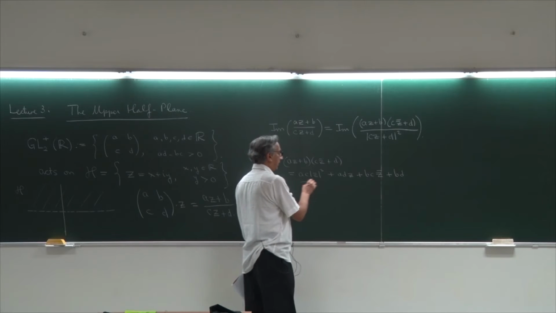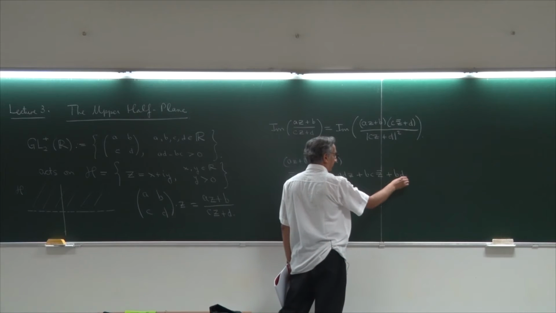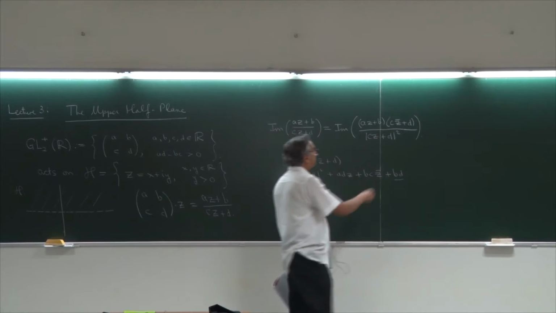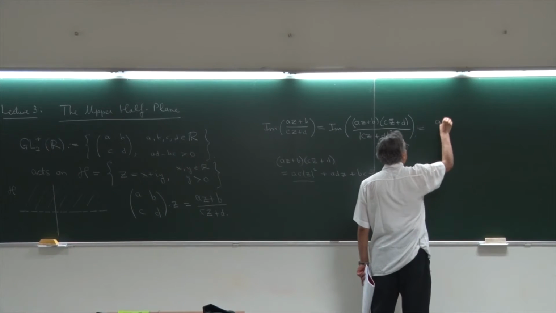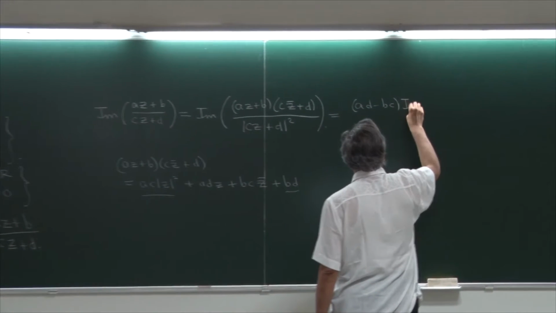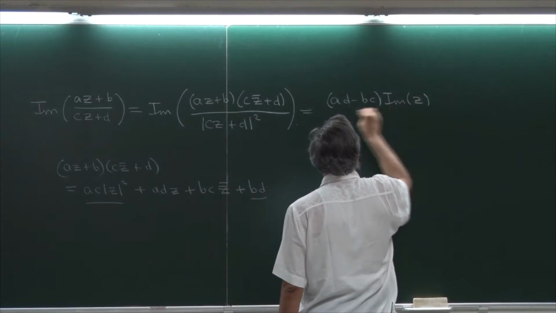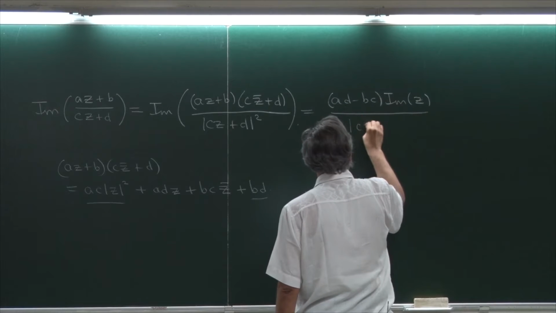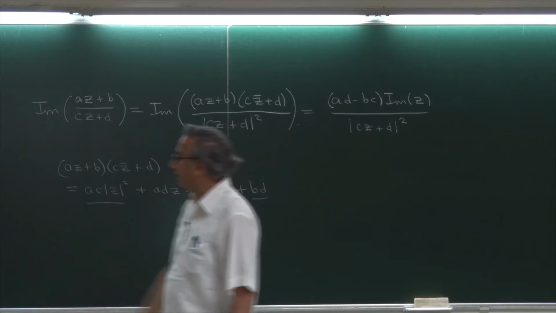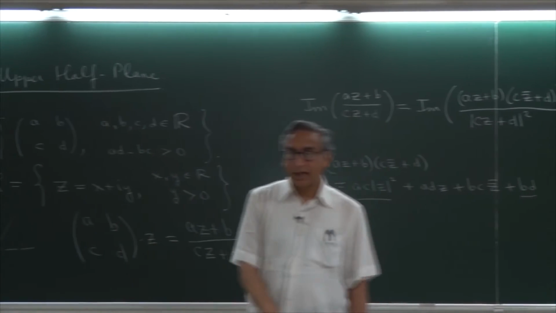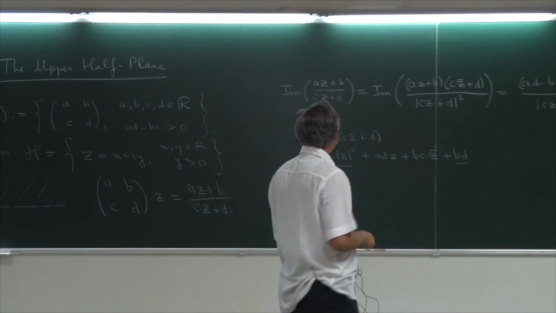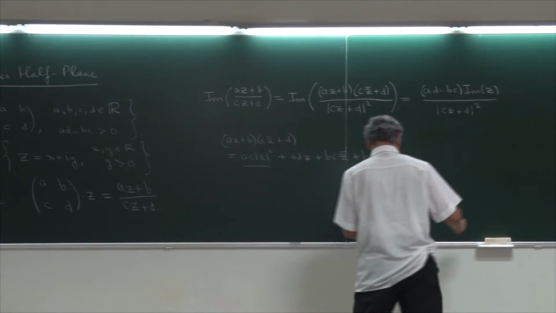Since this is a real number and this is real, the imaginary part will only come from here, and the imaginary part is easily seen to be (AD minus BC) times the imaginary part of Z, divided by |CZ plus D| squared. So because AD minus BC is positive, this gives us a nice action of GL2 plus R on the upper half space. Okay, so that's simple enough.